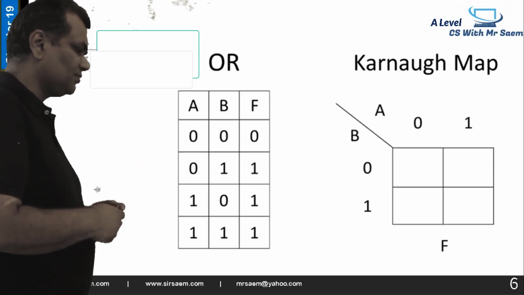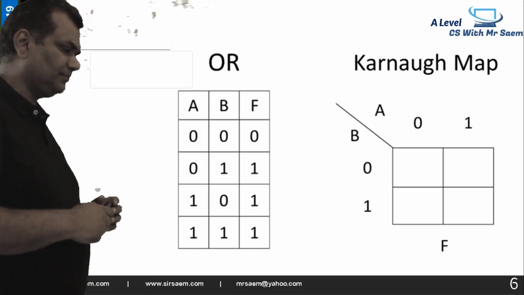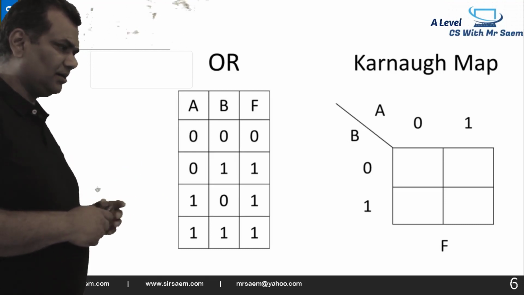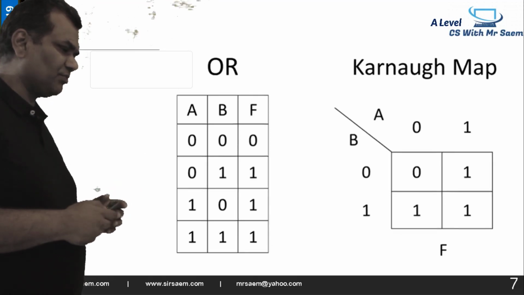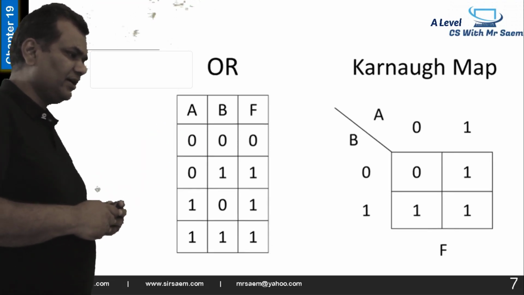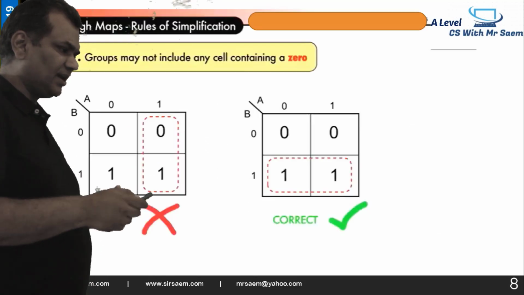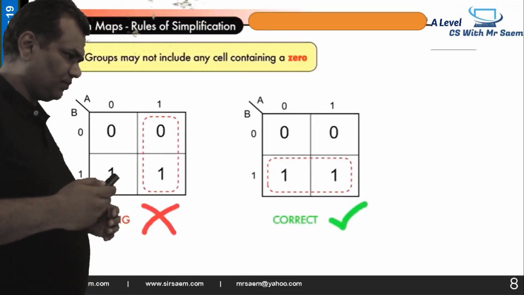Here you can see an OR logic gate being used. We have inputs A and B and output F. We're going to plot it into the Karnaugh map grid. As you can see, once we plot it, we have ones. We'll make groups of ones later on.